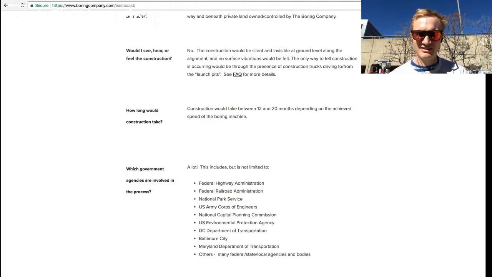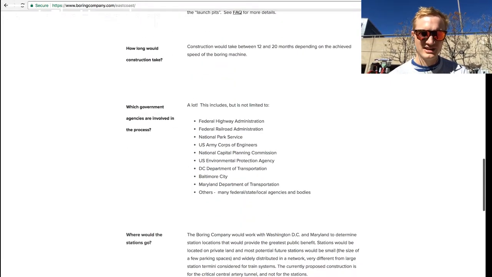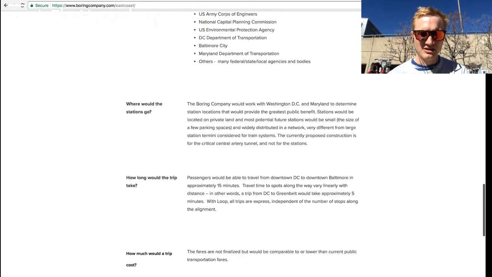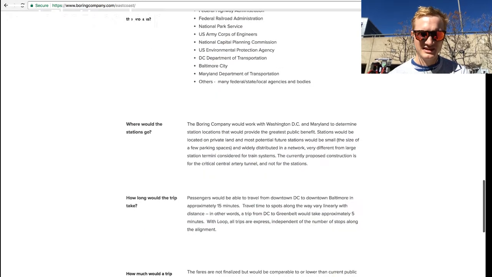I think the critical thing is 12 to 20 months, depending on achieved speed of the boring machine. That's pretty fast. That's just construction. I don't know if that includes operational and testing as well. Probably not. There's a whole slew of agencies working on this.